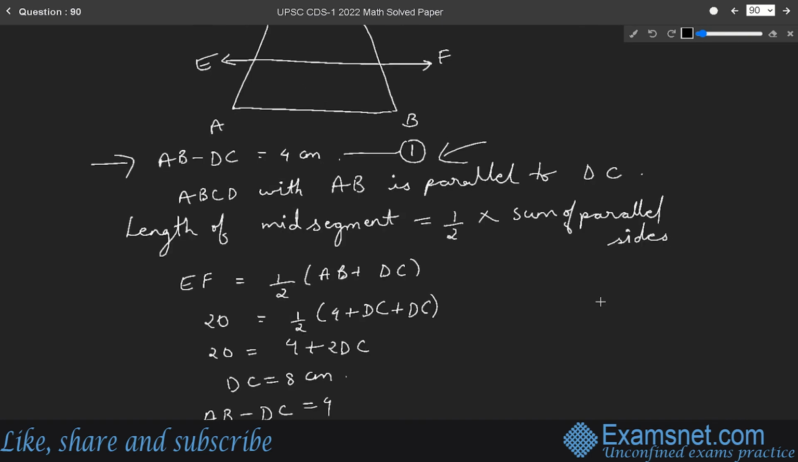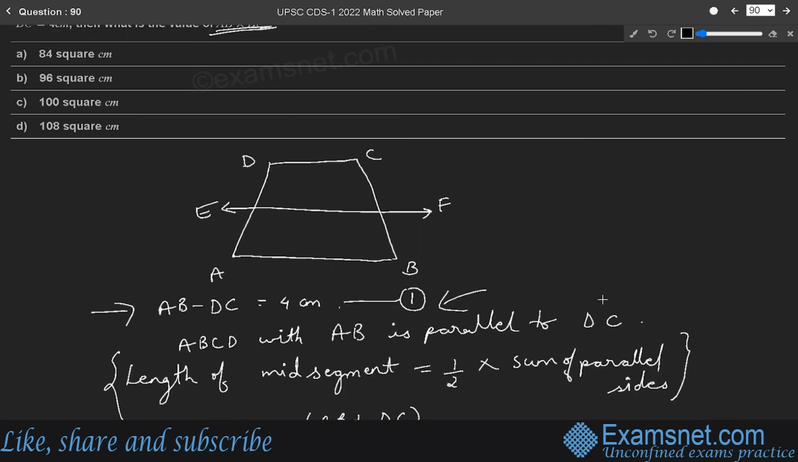See, the main part here was the formula for length of mid segment, and the length of mid segment is EF, because you can see that between both the parallel lines there is a line which is EF, and it is the midpoints for AD and BC also. So I hope this question is clear to you.